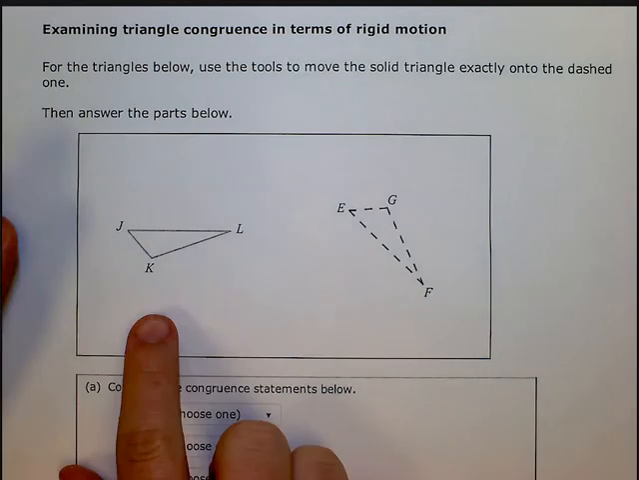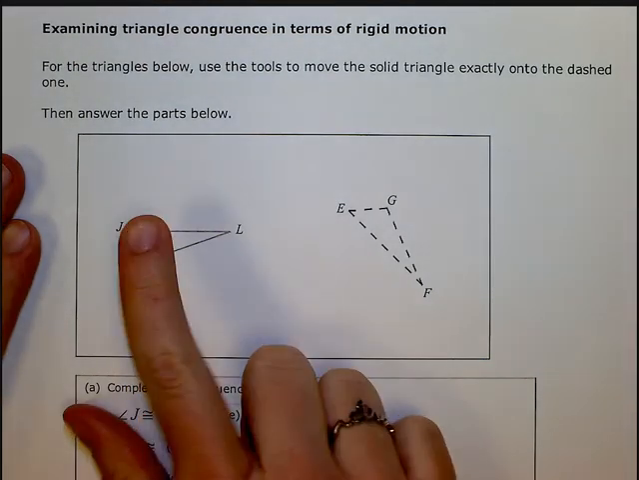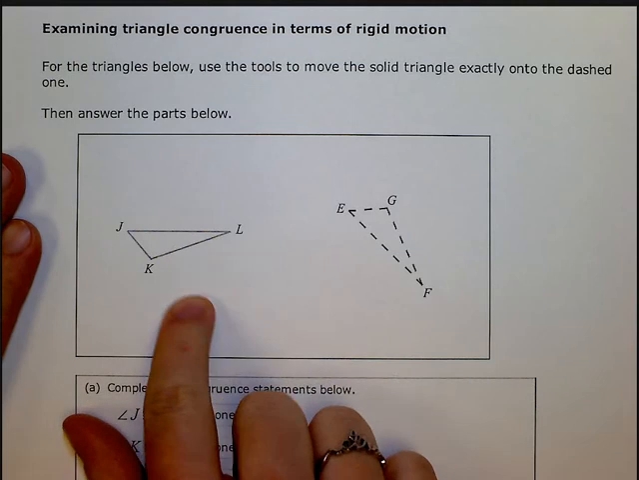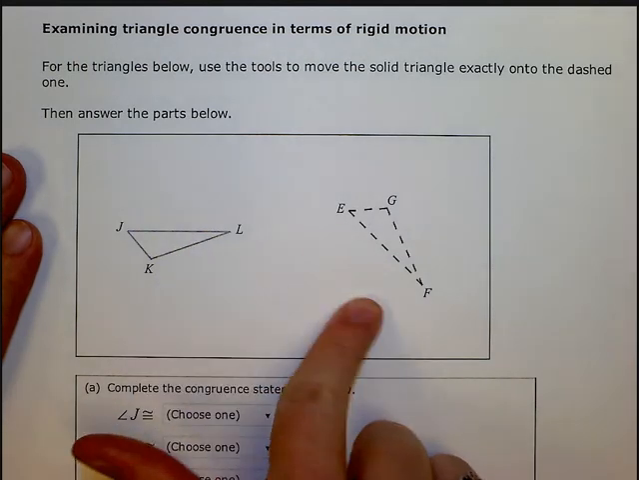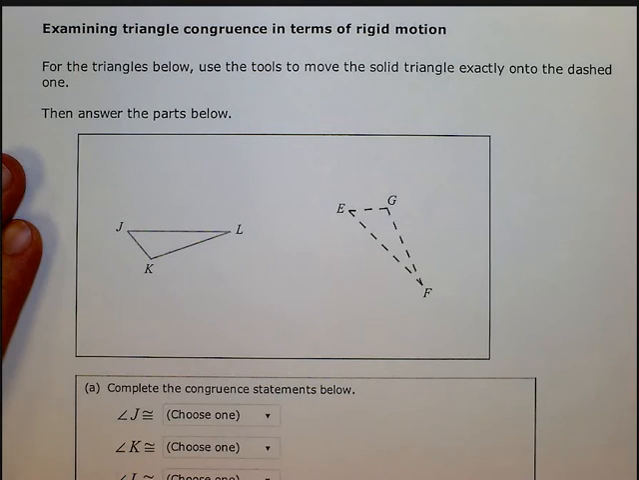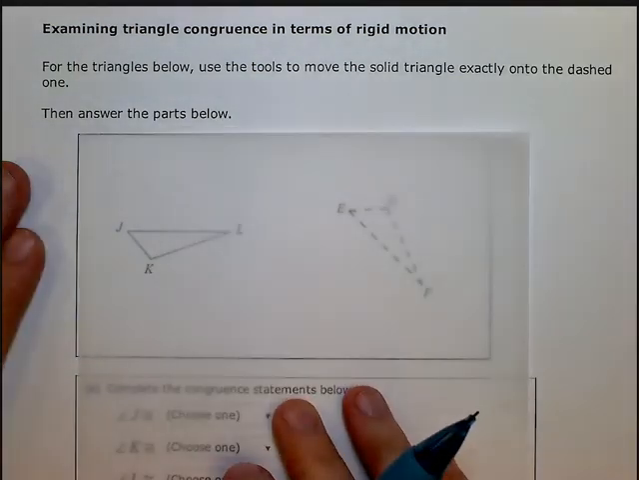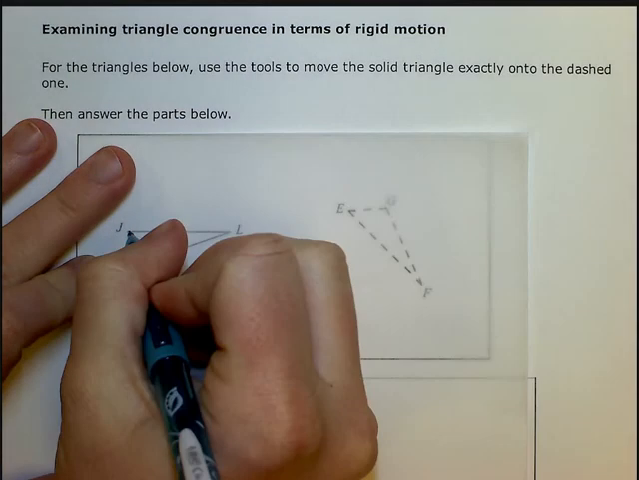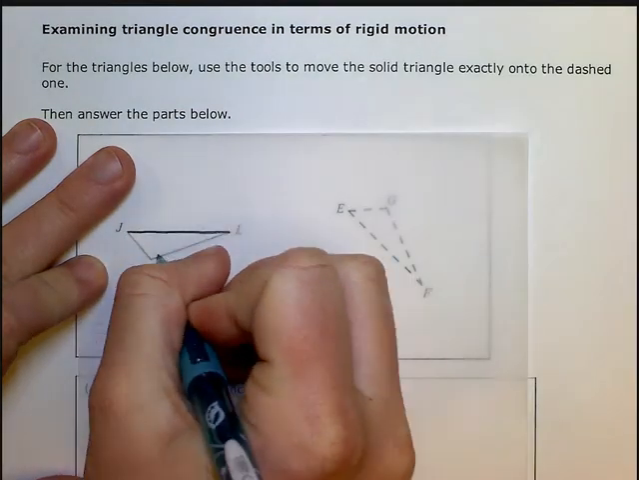So on Alex, there's a bunch of buttons. You can flip or turn or rotate or twist or slide this triangle however you want to get it to land onto the dotted figure. Now, I don't have that luxury on paper, so I'm going to use a piece of tracing paper, and I'm just going to trace my triangle, and we'll do some rigid motions with my tracing paper.